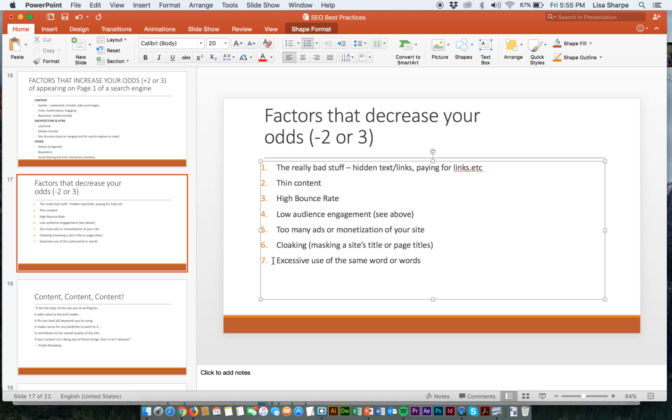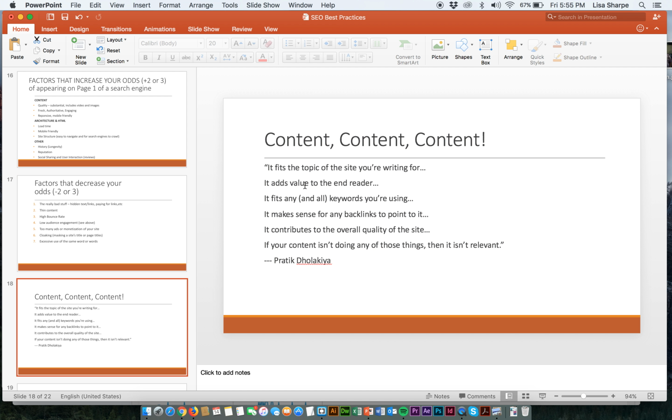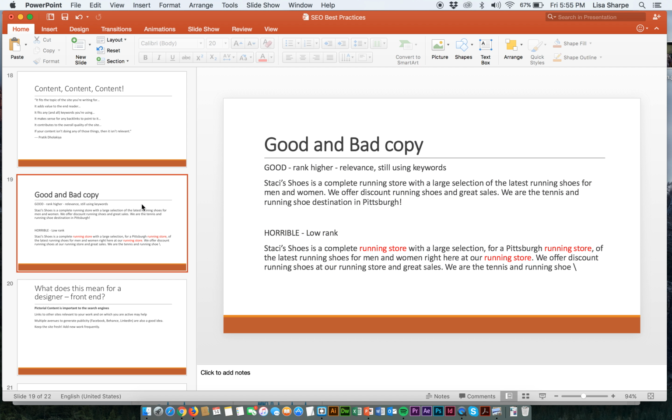Okay, and also excessive use of the same word or words. All right, so I'm not going to read this. I know that you can read. Content, content, content. Let's talk about good and bad copy. Okay, let's read the bad, low-ranking copy.